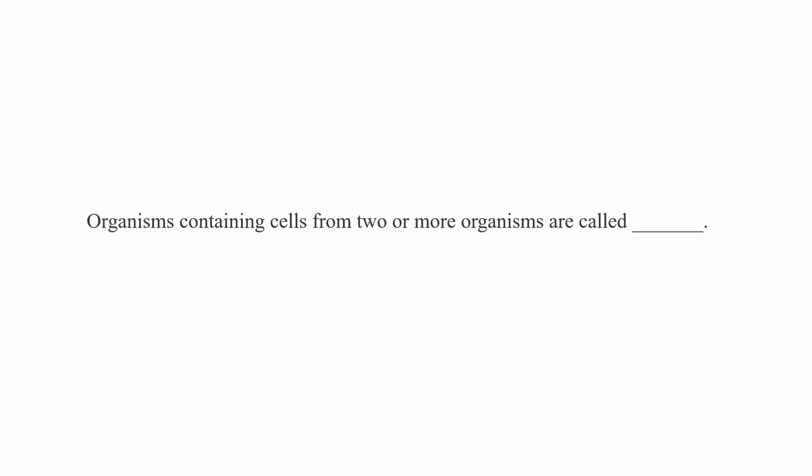The next question says: organisms containing cells from two or more organisms are called dash. It's an easy one, but there can be some confusions. I'll let you know what the confusions can be, because I have seen students confusing two terminologies. I won't tell now what the two terminologies are. First, you try to solve it. I'll switch the screen, then we'll see.